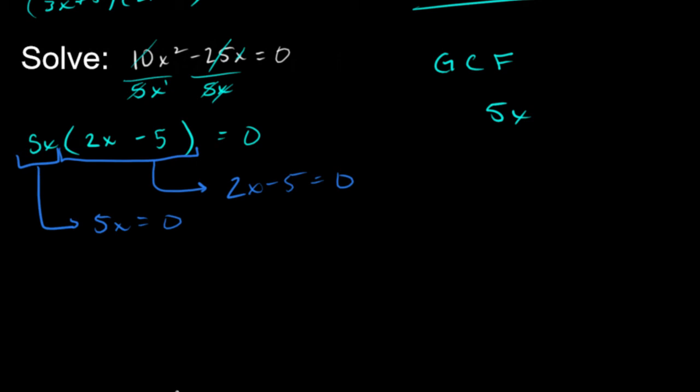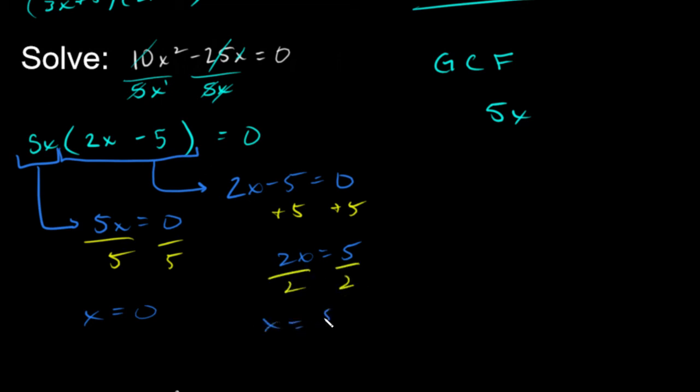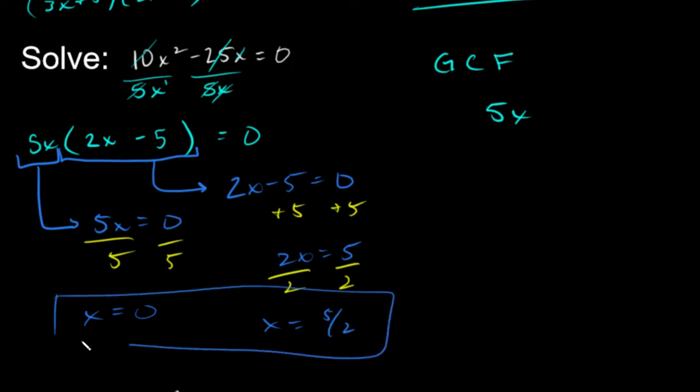So you divide by 5 here, divide by 5. 0 divided by 5 is 0. So you get 0. And then here, add 5, you get 2x equals 5, and then divide by 2, and you get x equals 5 halves. And those are your solutions.